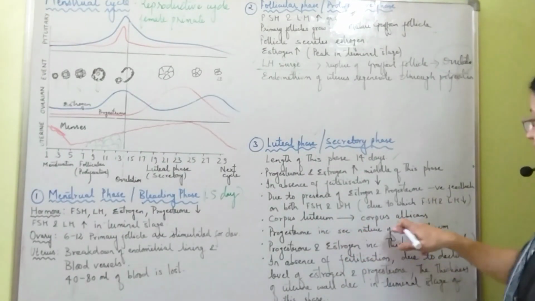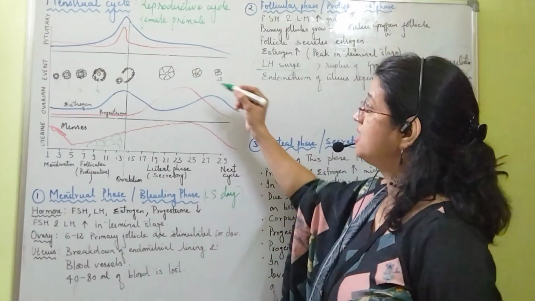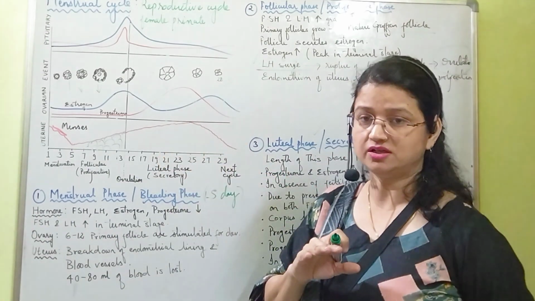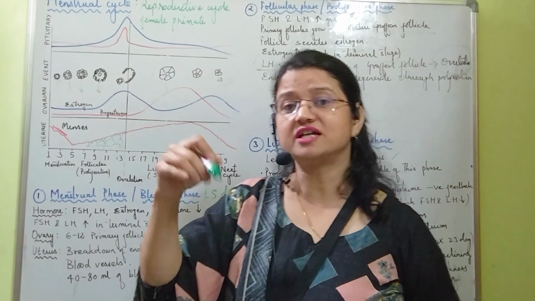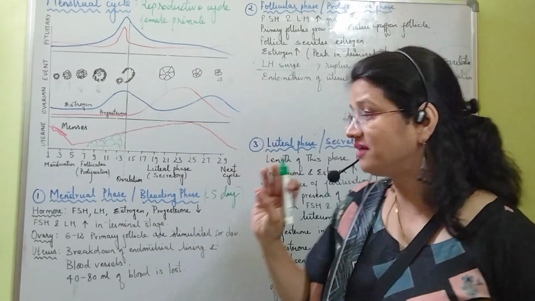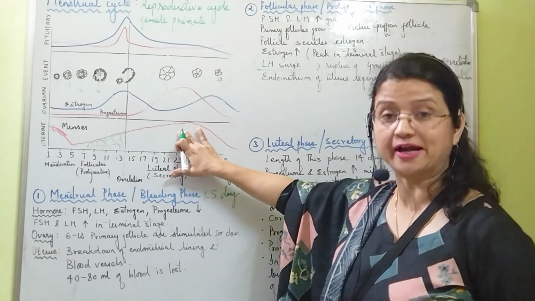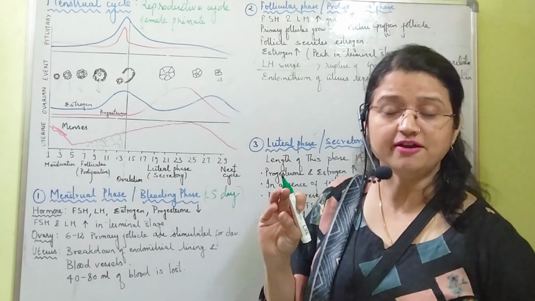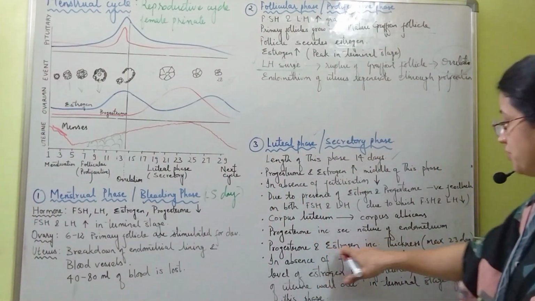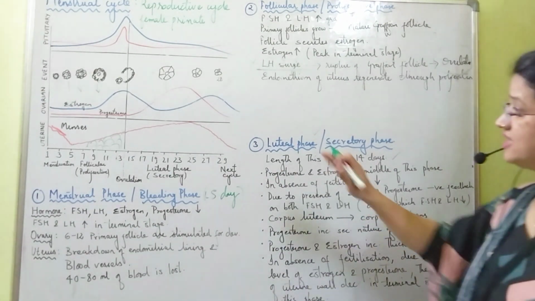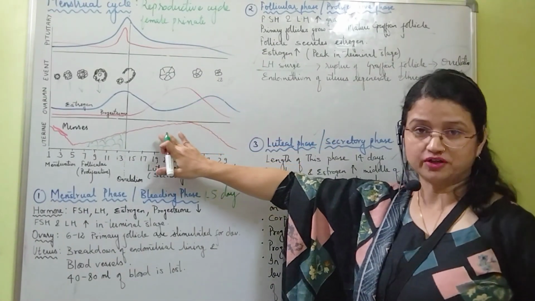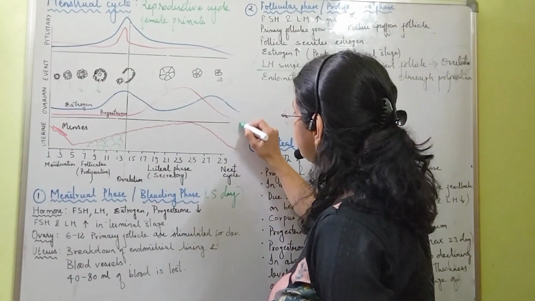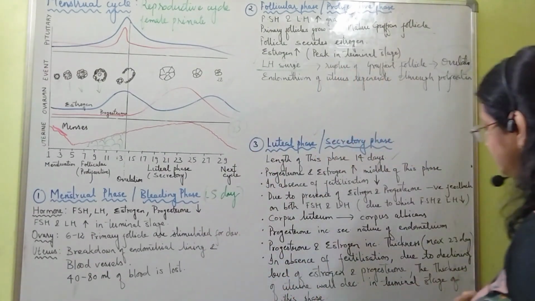Progesterone increases the secretory nature of the endometrium. We have to remember that progesterone makes the endometrium secretory in nature and makes it vascularized. Clear? So the main work of progesterone is that it makes the endometrium glandular and highly vascularized. Progesterone and estrogen increase the thickness. These two hormones increase the thickness of the endometrium of the uterus, and it is thickest on the 23rd day.